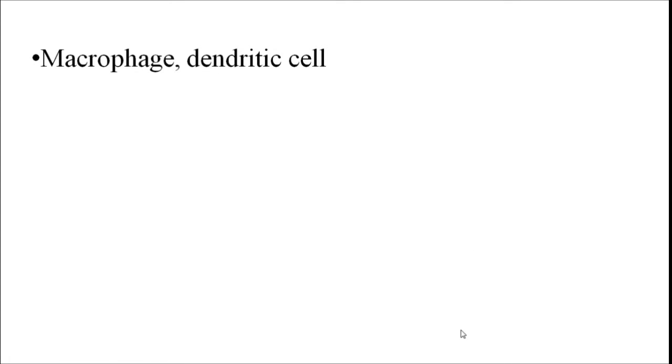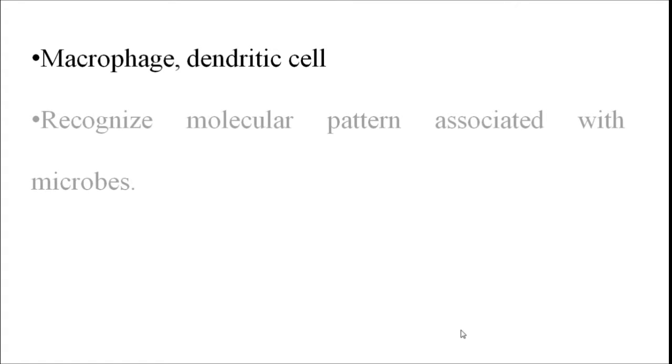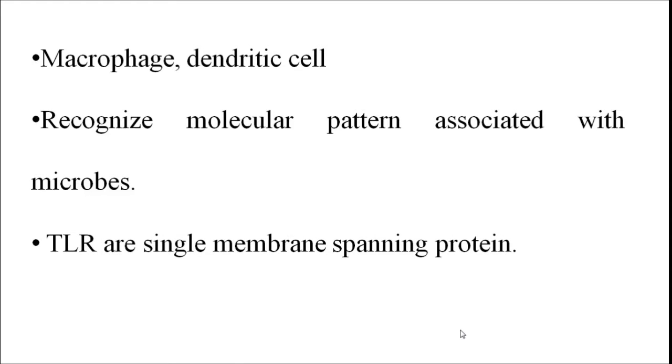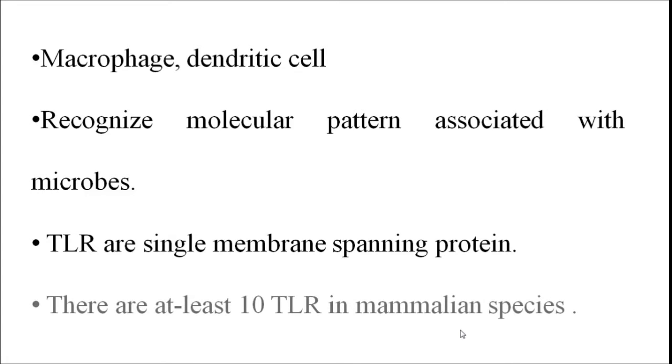These toll-like receptors are mainly present on macrophages and dendritic cells. They have a tendency to recognize different molecular patterns which are associated with microorganisms. If we see the structure of this toll-like receptor, these are single membrane spanning proteins, and 10 such toll-like receptors are present in mammalian species, and their main function is to serve as receptors of the innate immune system.